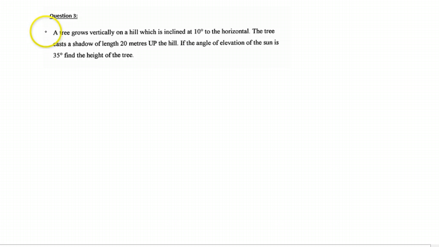Hello, in this video we're going to work through this question here. A tree grows vertically on a hill which is inclined at 10 degrees to the horizontal. The tree casts a shadow of 20 meters up the hill. If the angle of elevation of the sun is 35 degrees, find the height of the tree.